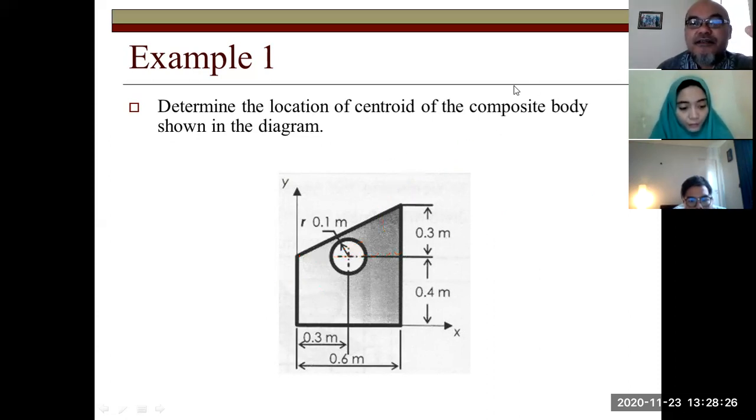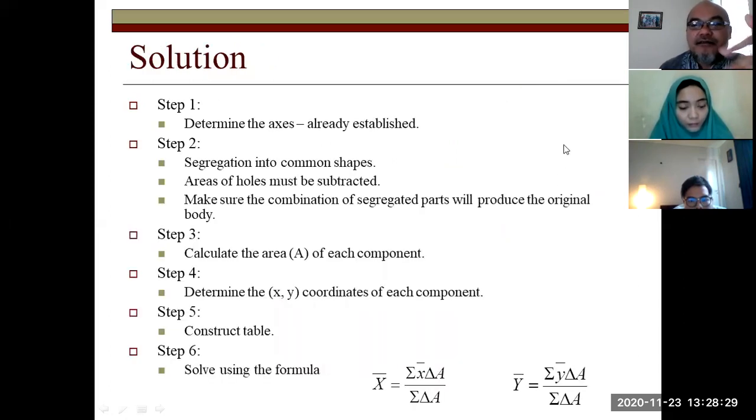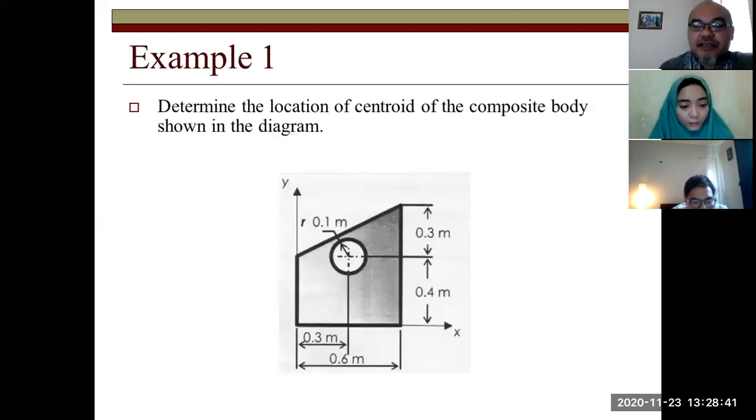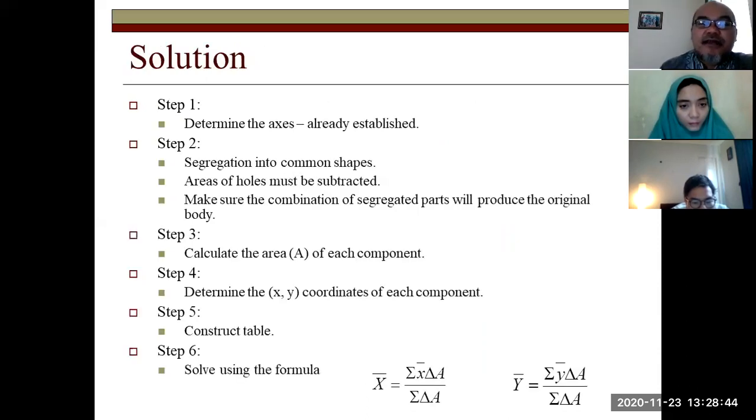So from here, we can calculate the centroid and center of gravity. First, we determine the axis, which is already established in the problem. Segregate into common shapes, as we have done earlier: rectangle, triangle, and circle. Areas of holes must be subtracted, that's why we put a negative sign. Make sure the combination of the segregated parts will produce the original body. Then we calculate the area of each component, and determine the x and y coordinates of each component. Construct a table, then solve using the formula that we studied in the previous slide.